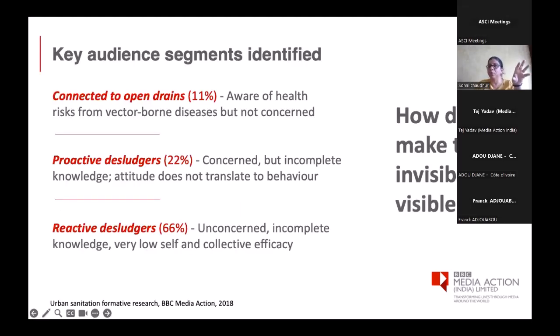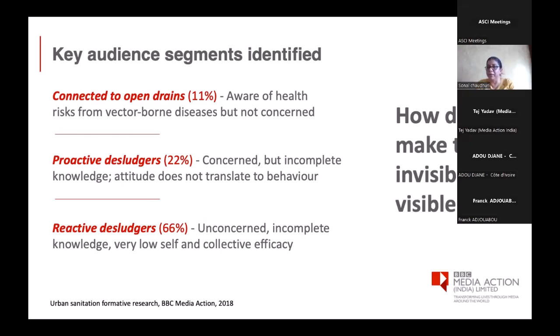Based on the findings of our formative research, we segmented our audiences, our populations, into 3 broad segments. One was those who were connected to open drains, which was about 11% of the population of the sample. Then was the group which was concerned about the problem. They realized that it causes diseases. They were concerned about fecal sludge flowing in open drains and reaching rivers, but they were not doing anything about it because of various reasons.